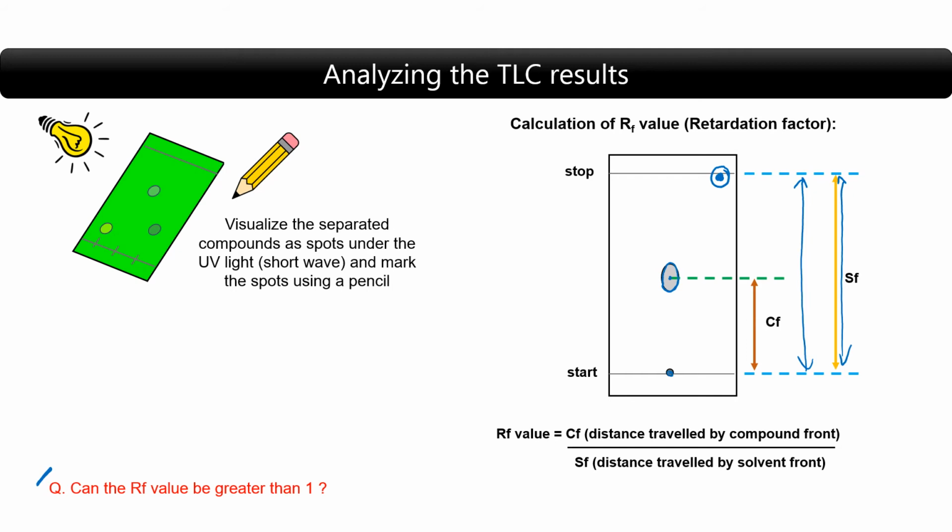So in that case, CF would be equal to SF, and RF, which is this ratio, if both of these are the same value, will be just 1. So the maximum number you can get for an RF value is 1, and it can never be greater than 1. The reason is that the maximum distance the compound can travel is the maximum distance the solvent can travel.